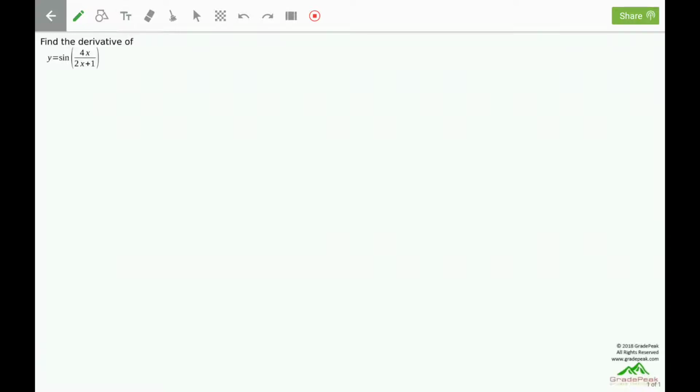Find the derivative of y equals the sine of 4x over 2x plus 1. So y here is a trig function, sine, of an entire expression, which itself is a quotient of 4x over 2x plus 1. That gives you a hint of how to take the derivative. We're going to start with the outermost function, which is the sine.